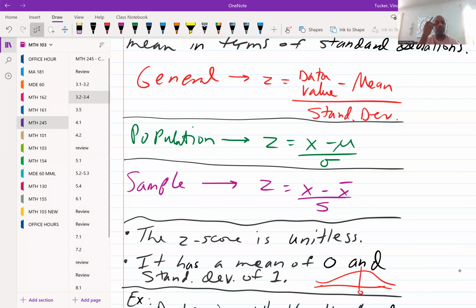Couple of statements about z-score that MyMathLab may ask you. The z-score is unitless and it has a mean of 0 and a standard deviation of 1. I've most definitely seen that statement before in the homeworks. You won't see a z-score chart until chapter 7, I believe. When we get there, you'll see that when you convert everything to z-scores, your mean is in the middle with 0, and everything else fits your normal distribution curve, with 0 in the middle as your mean.